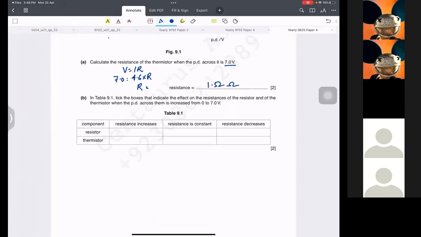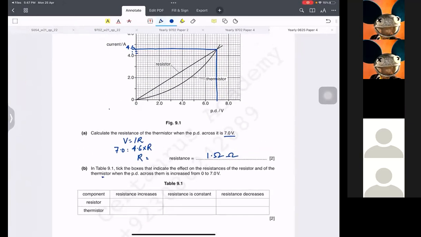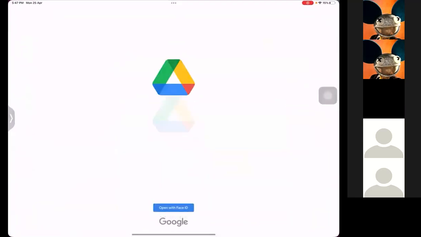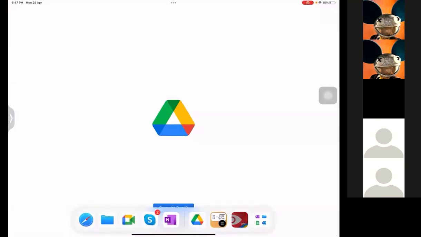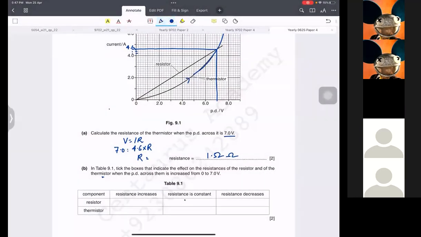Then it says on table, tick the boxes that indicate the effect of resistances of the resistor and of thermistor. So it says tick the box to indicate the effect of resistor as the potential increases. As you can see, the thermistor is allowing more current. The resistor is staying constant. So basically, that means that resistor is constant and resistance decreasing for thermistor, which is something you should write.